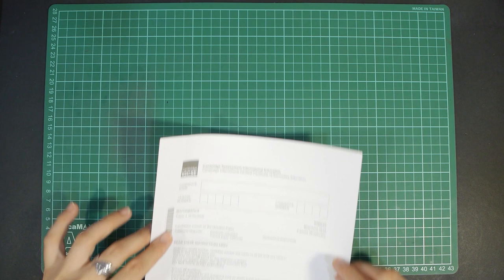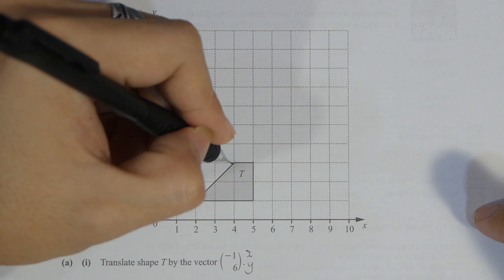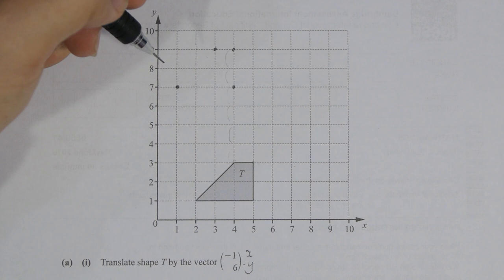Okay, for the first question here. First question, pretty straightforward, translation. The one at the top is for representing changes in X. The bottom is for Y. So after shifting, this will be your result.